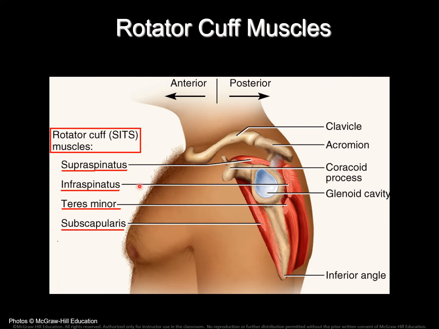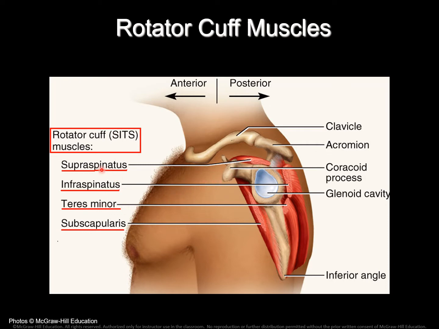So we have a supraspinatus. Why is it called this? Because remember that on the scapula there was a structure called the spine. Remember that? You can't really see it on this picture, but there is a spine on the back of the scapula. It's called the spine. Supra means above. So this is a muscle that's going to be above the spine of the scapula. So it's going to be up here.